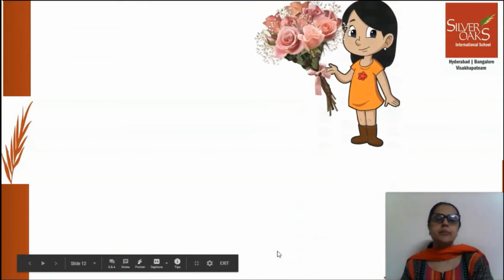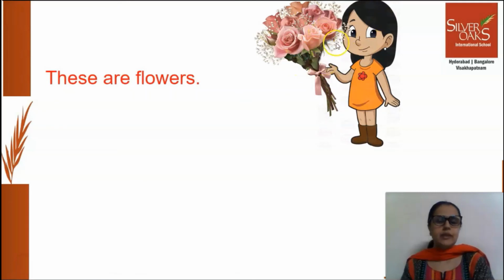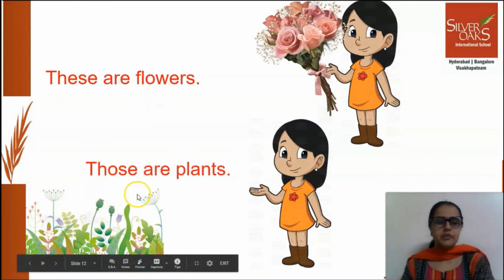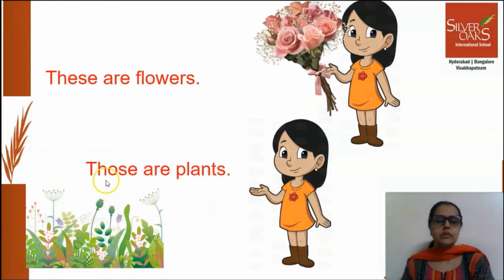Now look at this example. What are these? These are flowers. Since there are many flowers and they are near the girl, we will use the demonstrative pronoun these, saying these are flowers. What are those? Those are plants. So there are many plants, right? And they are far from the girl. So we will use the demonstrative pronoun those, saying those are plants.